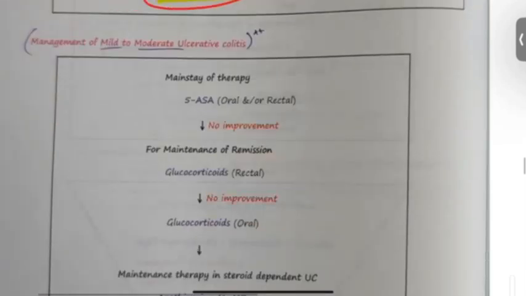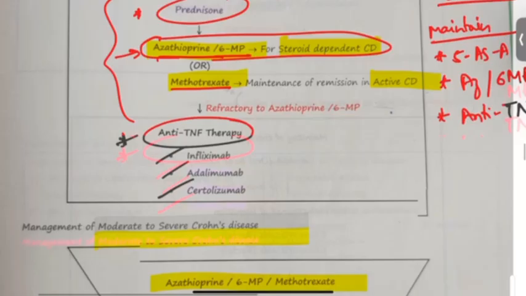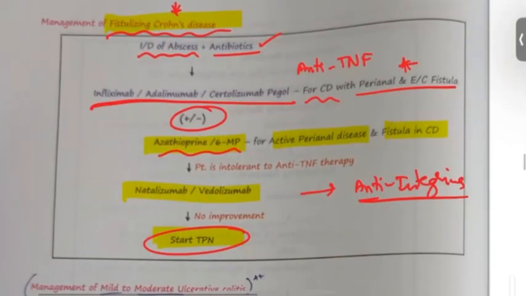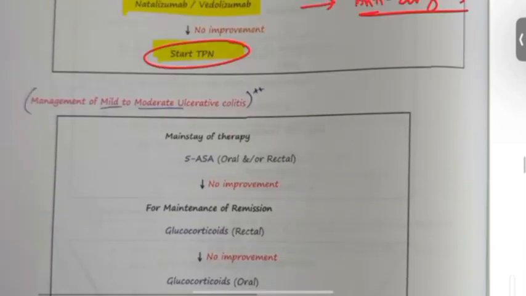Okay, so till now we have discussed mild to moderate Crohn's disease, moderate to severe Crohn's disease, and fistulizing Crohn's disease. After this we are starting with ulcerative colitis.